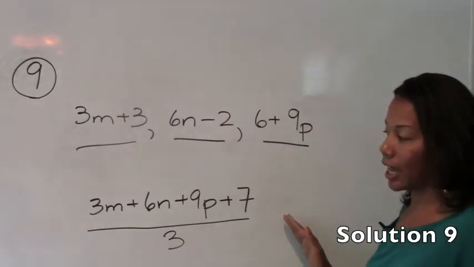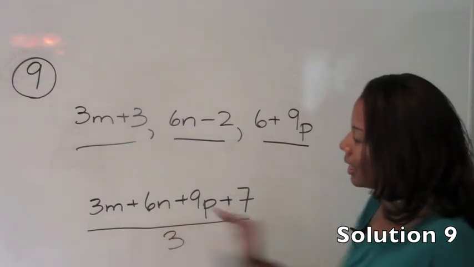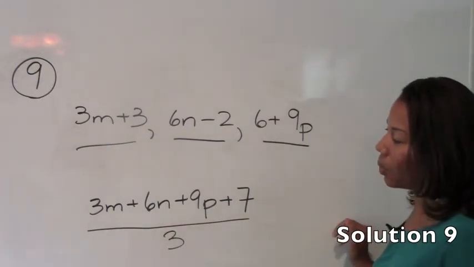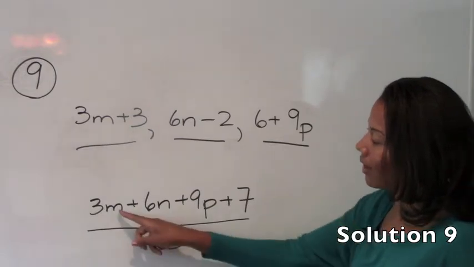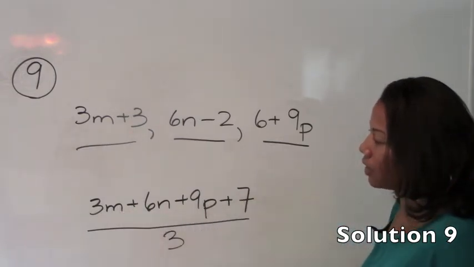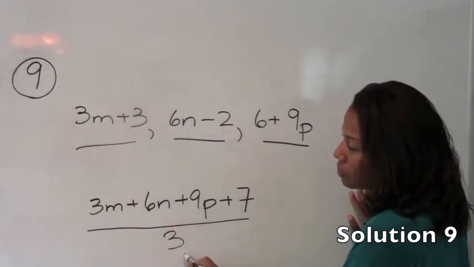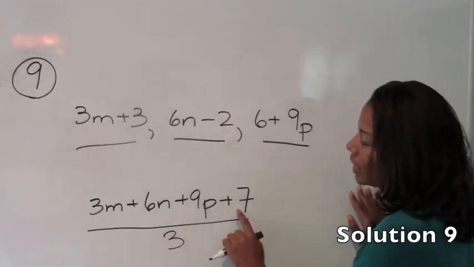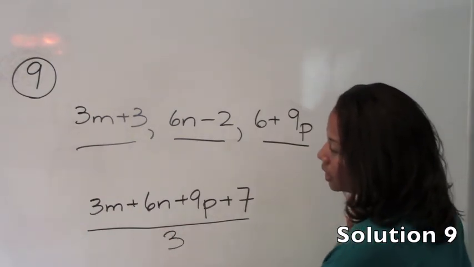So you might think, fantastic, we're done. But if you look at the answer choices, none of them look like this. They're similar but not quite like this. So actually the answer choices go through and divide each one of these terms by 3. So remember, you cannot simply cross out this 3 with this 3. Every single term here has to be divided by 3. So 3m divided by 3 is just m.